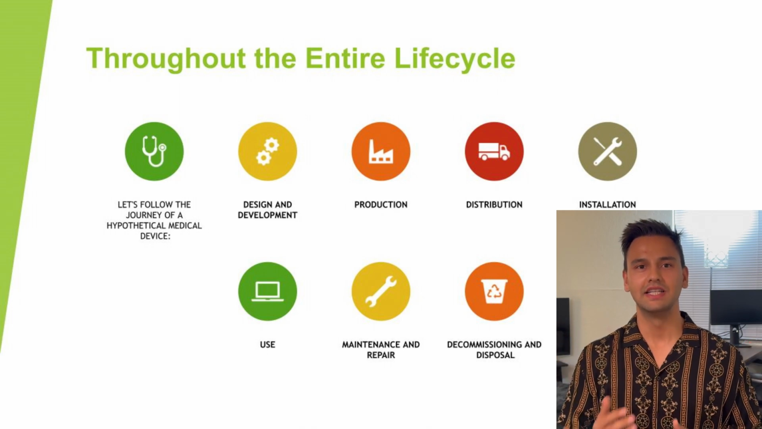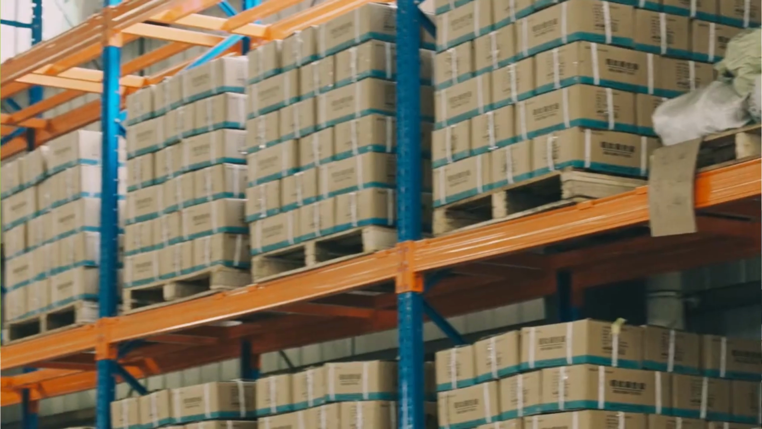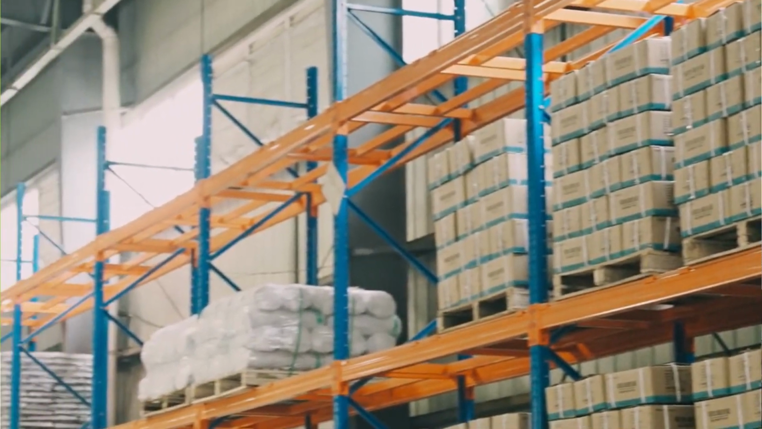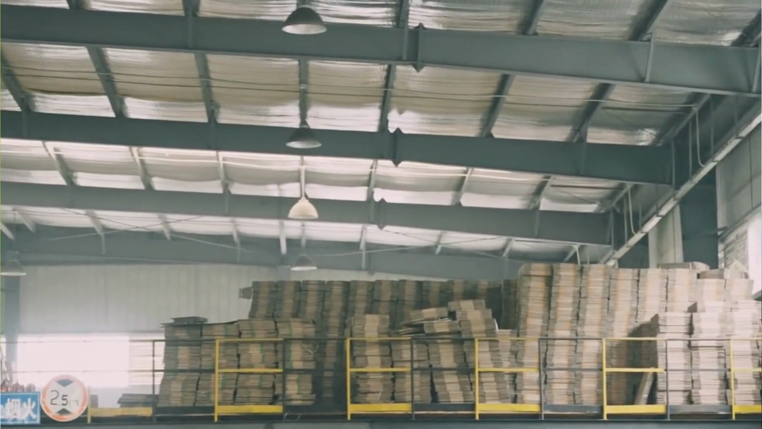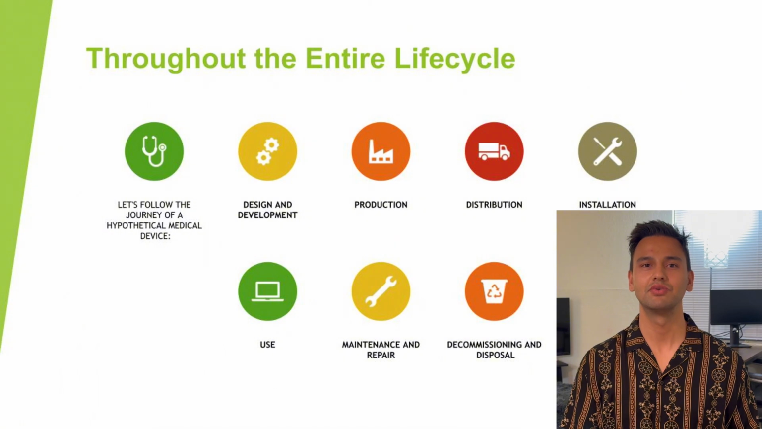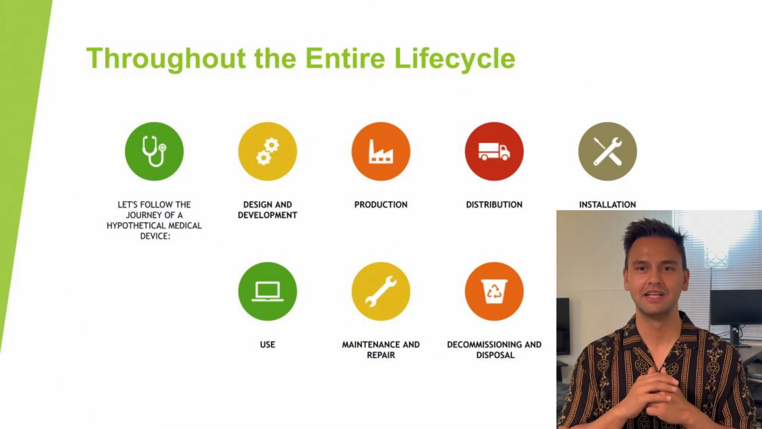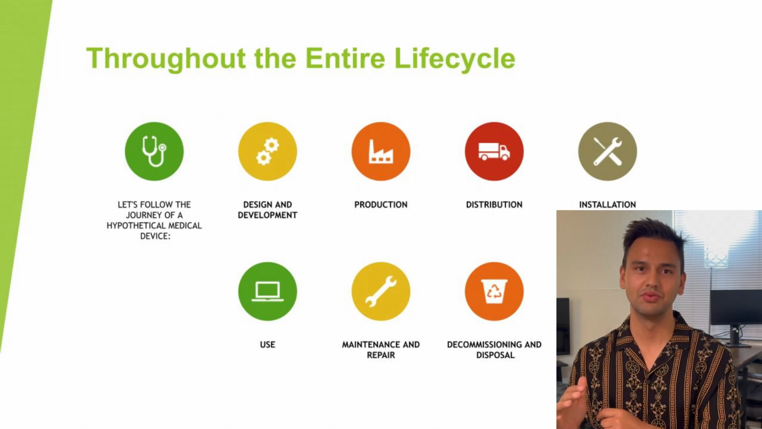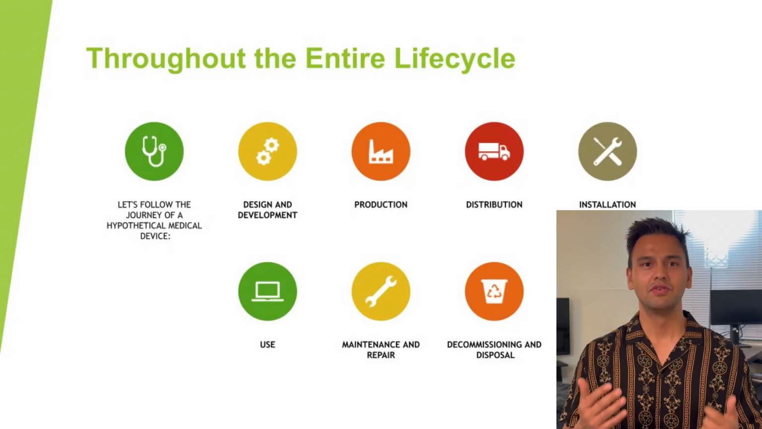And distribution. During this phase, manufacturers need to ensure that their devices are packaged and shipped in a way that minimizes the risk of damage and contamination. This is very important because you can design a product in any good way and then produce it in a good way, but if you don't distribute it well, then you run a risk of it getting damaged, right? So let's move on to installation.